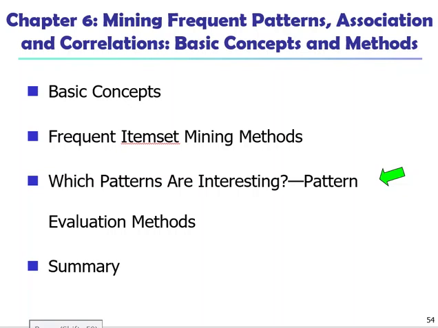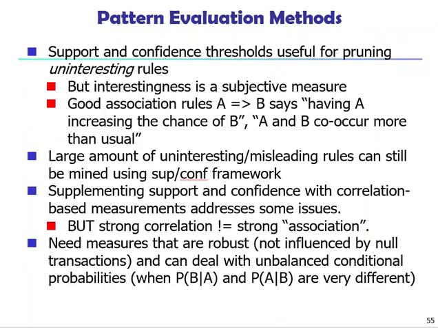The last major topic we will cover in Chapter 6 is on the measurement of which patterns are interesting. How are we going to evaluate the patterns that are mined? Earlier, we used support and confidence thresholds as guidance to prune uninteresting rules, to keep the rules with high support and high confidence. However, interestingness is a subjective measure. Using support and confidence does not really say whether a rule might be interesting or not.